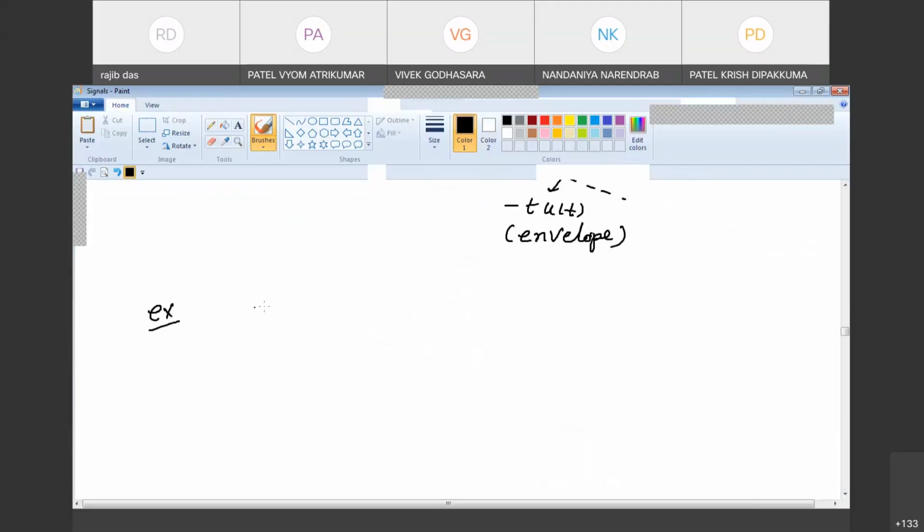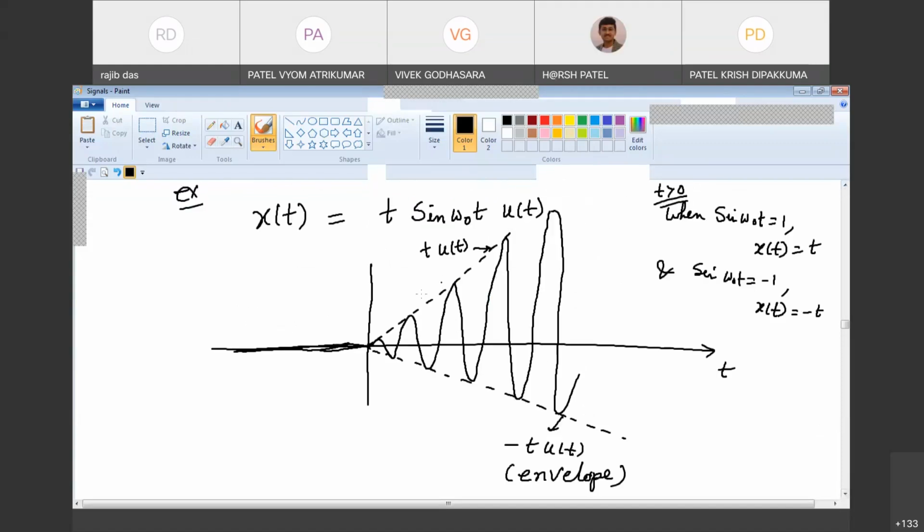Can you please explain once again the envelope part? Envelope is the maximum. When the sinusoidal signal attains the maximum value, it will touch the positive envelope. And when sine omega naught t has its minimum value, that is -1, then it will touch this negative envelope. So this is your positive envelope and this is your negative envelope.